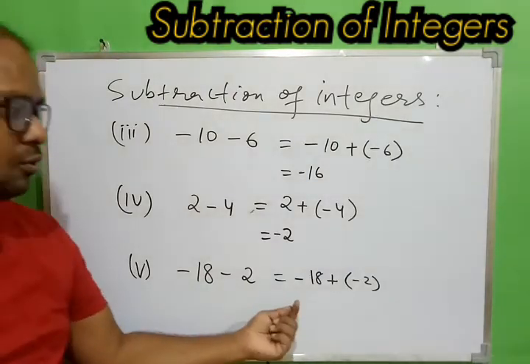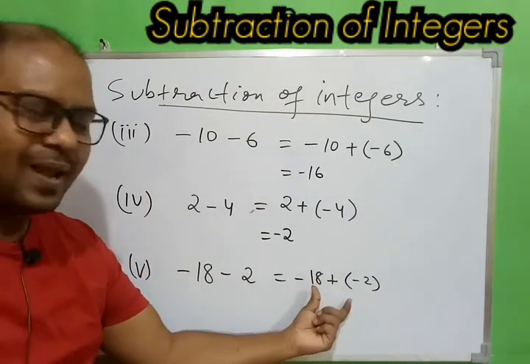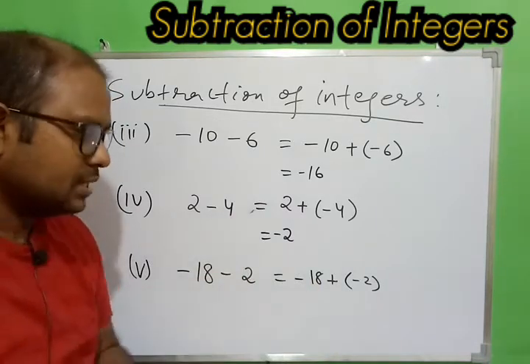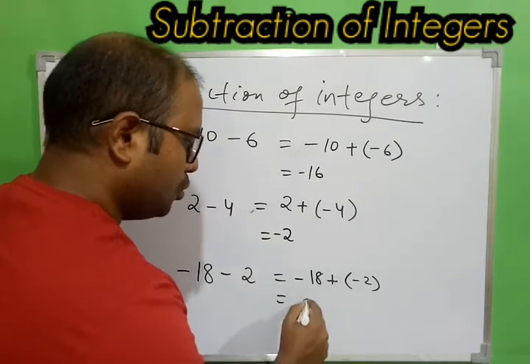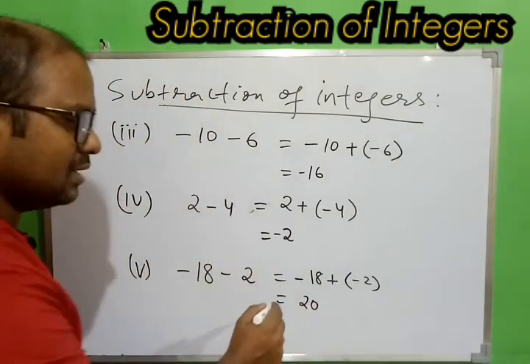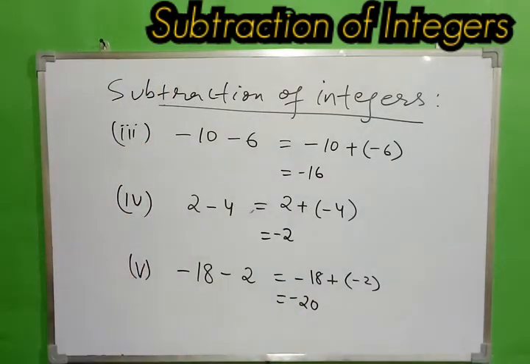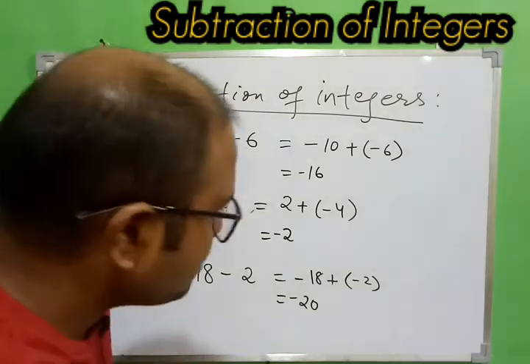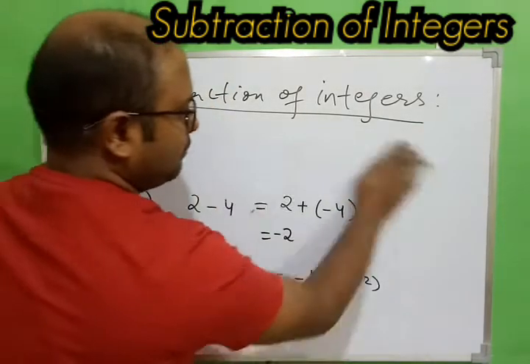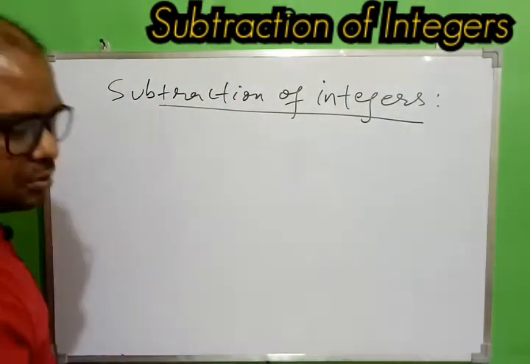And now what is to be done? We have negative and negative integers which are to be added, and once we add the negative integers, we just do the addition itself, and that is 18 plus 2, 20. But when we are adding the negative integers, we always get the negative integer. So answer is minus 20. So this is how the subtraction is to be done. Nothing is new. The only thing is, if we have understood the concept of additive inverse, we can apply.